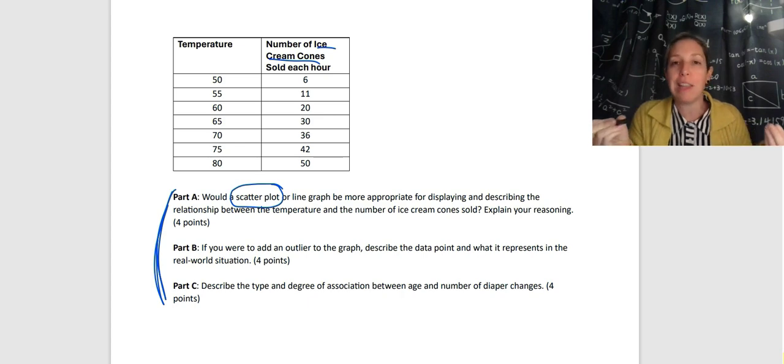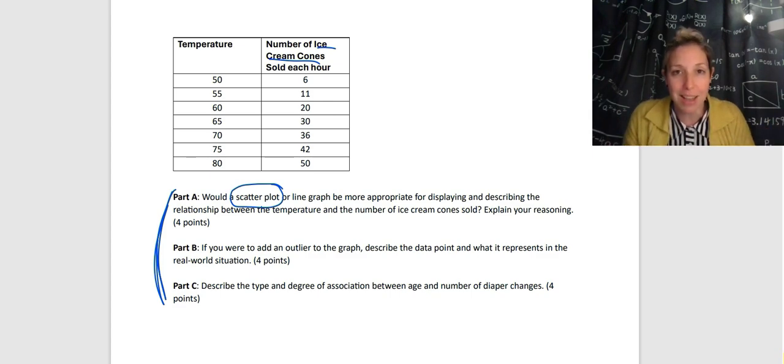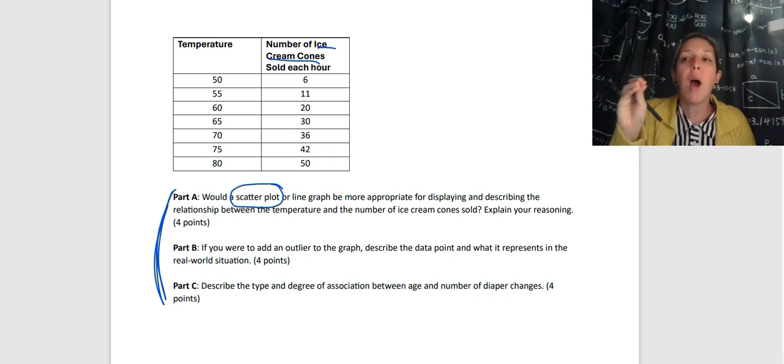Some of you on the quiz did not really get that part. And that's okay. I want you to know it for the exam. That's why I'm telling you that in this video. Again, if your Y value is something that can change and have fractions and decimals like temperature, it can be 62.5 degrees. That would be a line graph where you would connect the dots.